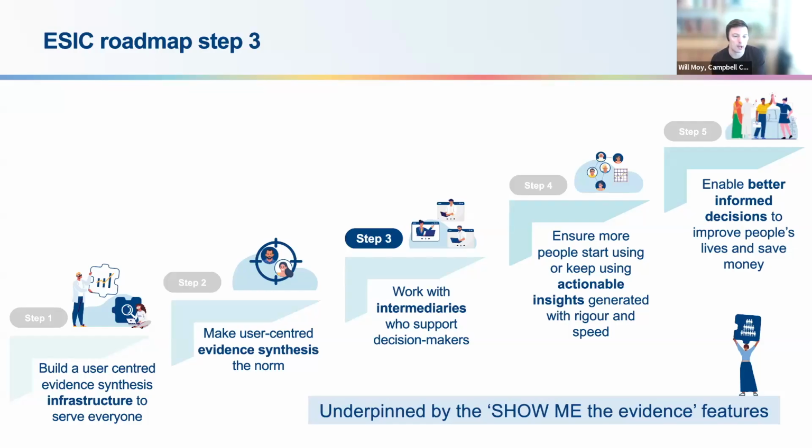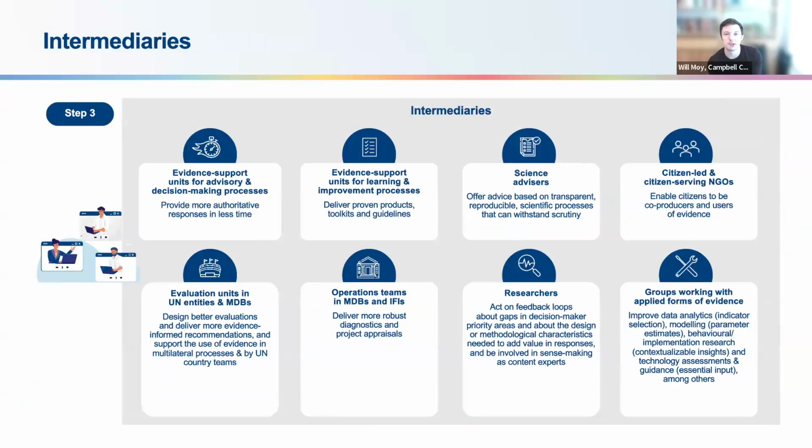And we talked about a whole range of intermediaries: evidence support units who support advisory and decision-making processes, evidence support units who support learning and improvement processes, particularly in professions and practitioner groups, science advisors, citizen-led and citizen-serving NGOs, international bodies, researchers, and other evidence communities. Over the course of the ESIC process, we've engaged with a very wide range of intermediaries to stress test whether we are putting together something that will help them do their jobs, and we have good evidence that we are. So step 4, ensure more people, and there we go. That's the list of intermediaries, if we hop onto that, in very broad categories that we've been engaging with. And many of these were represented in the Cape Town meeting. So version 2 of the roadmap is very much taking on board discussions about each individual community that were had at Cape Town and in other bilateral conversations.